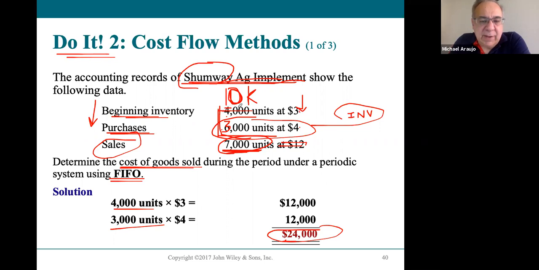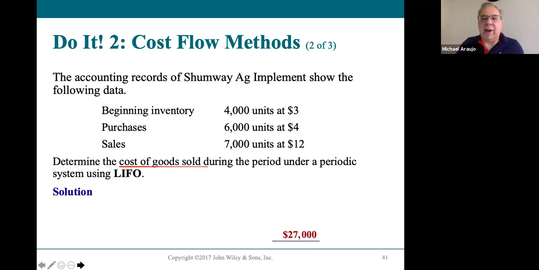Again, they started with 10. They sold 7. That's the cost here for them. They still have 3. That's what's left. You should be able to figure out both parts. Just read the question as to what part they are asking you for. Are they asking you for the cost of goods sold, or are they asking you for the ending inventory? Because both of them have a value.